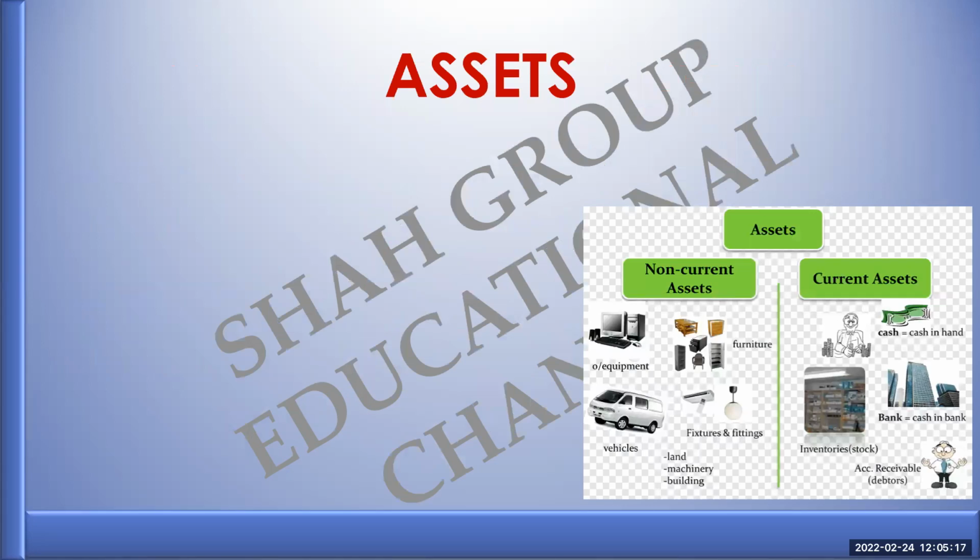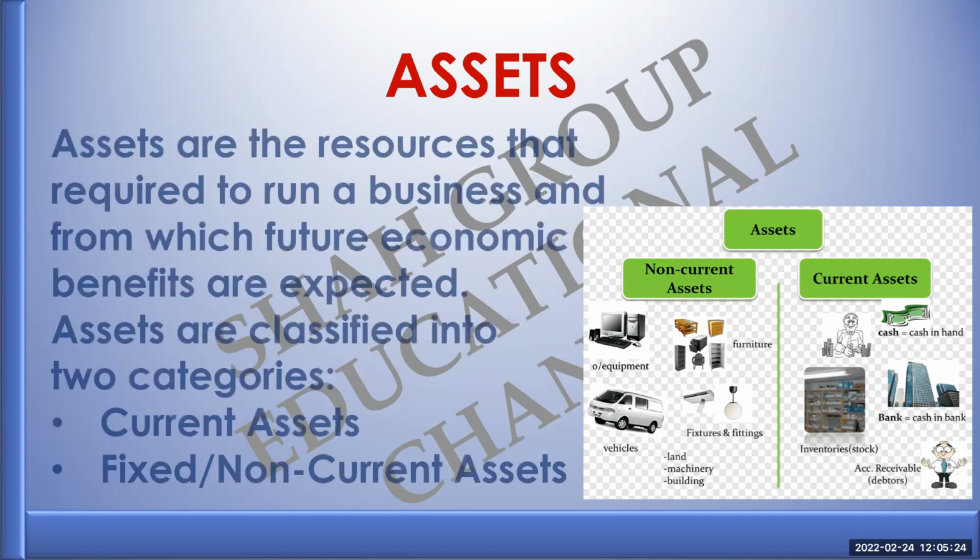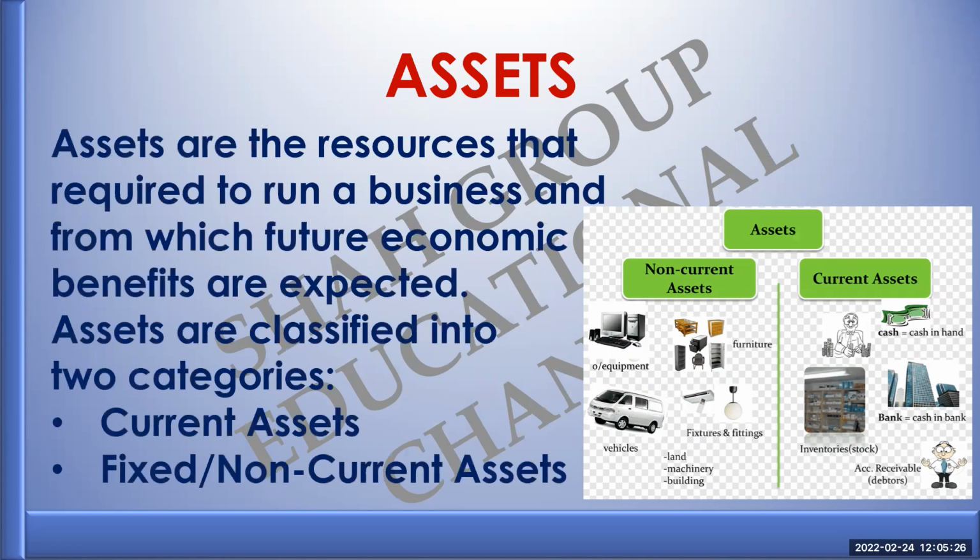So first we have to discuss the first element of accounting, that is assets. What is assets? Let's see. Assets are the resources that are required to run a business and from which future economic benefits are expected. In short, the things that are required to run a business are called assets.